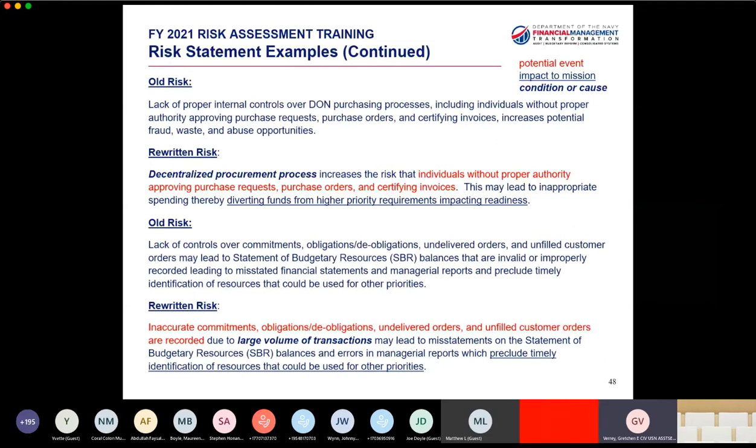All right, so for the next risk, let's talk about lack of controls over commitments. You guys can read that, and then we'll go over the rewritten.